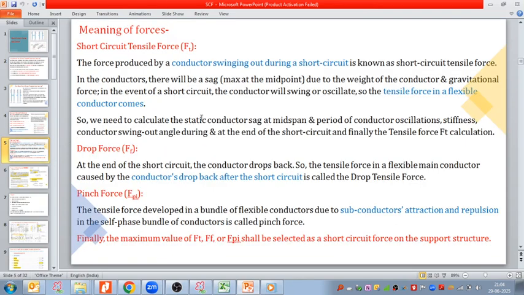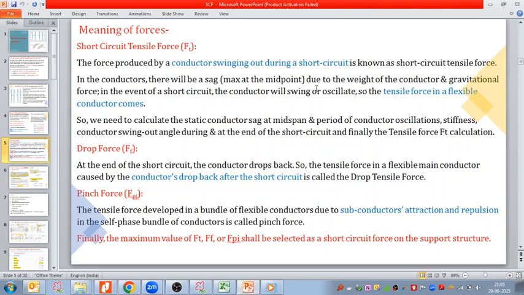So what is the meaning of those? The first, FT, means the force produced by a conductor swinging out during a short circuit. You can see the conductor swinging out. So due to the swinging, whatever force comes, I am calling a tensile force. Tensile force due to the conductor swinging during a short circuit, the short circuit tensile force.